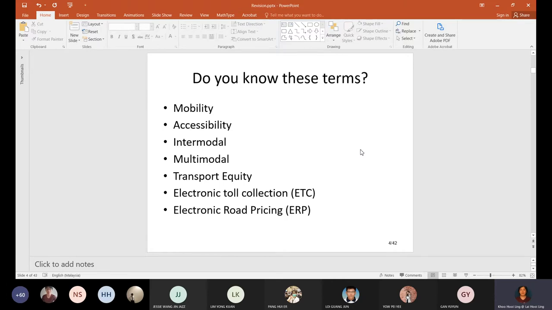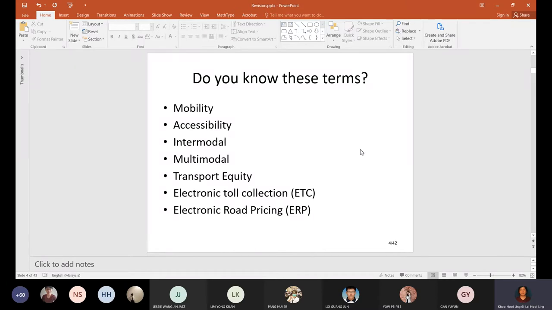Transport equity means that we want to look at fairness, fairness given to everybody. Like the disabled, they should have their own parking. So this is equity. And many times we associate equity with road pricing. How can we deal with transport equity in road pricing? Because we are going to price away those drivers who are not willing to pay.